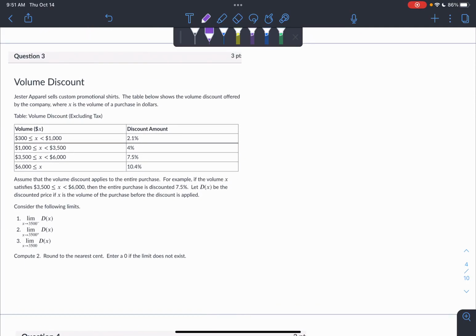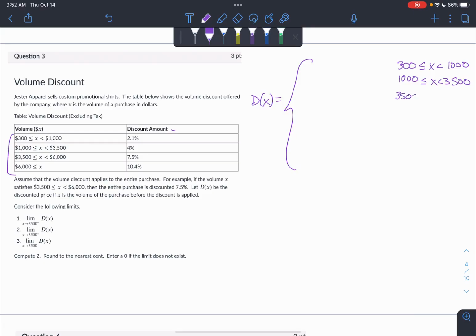Okay, so we now have volume discount. It's given by our volume in x and a discount amount. All right, so let's form our piecewise because it seems like we have different pieces happening. And these pieces are dictated by our volumes. So when x is between 300 and 1,000, oops, not including 1,000. And then 1,000 to 3,500. 3,500 to 6,000. And then greater than 6,000.